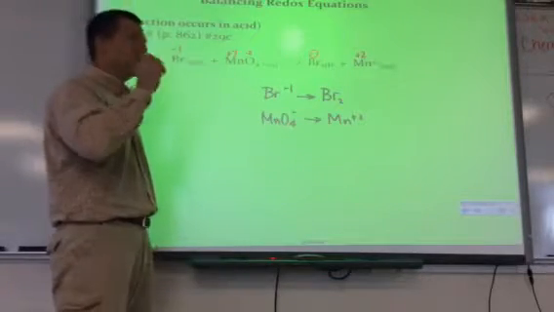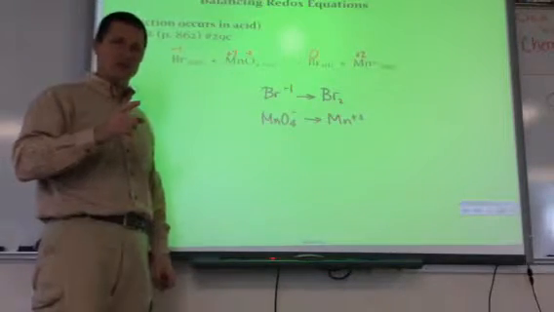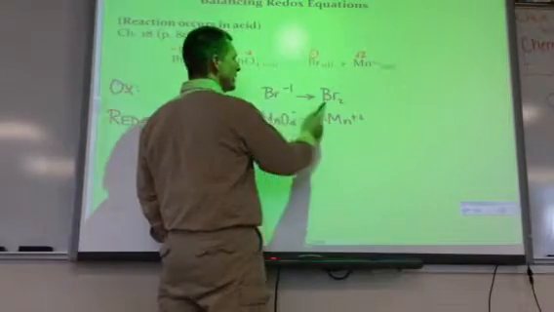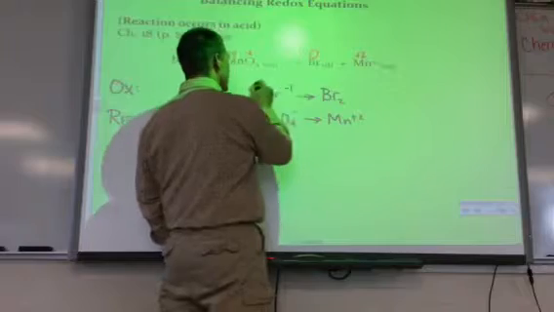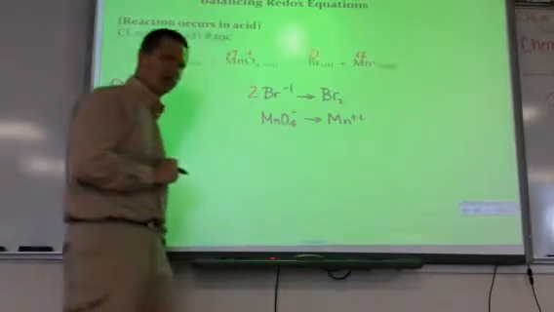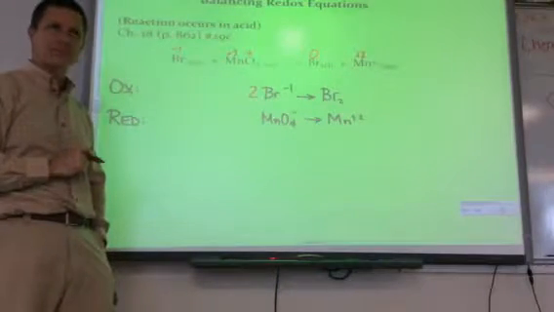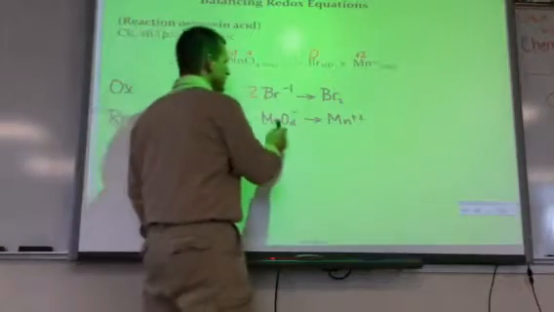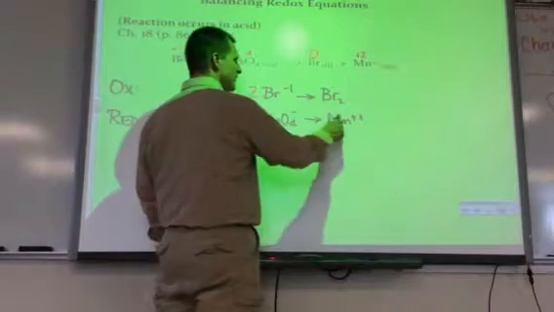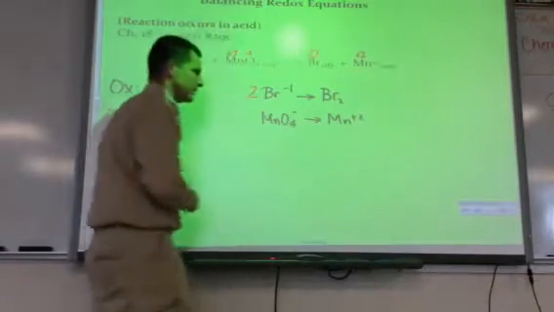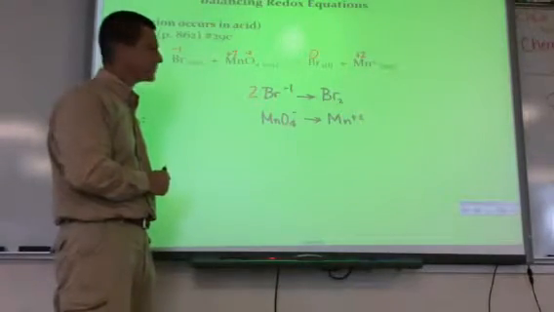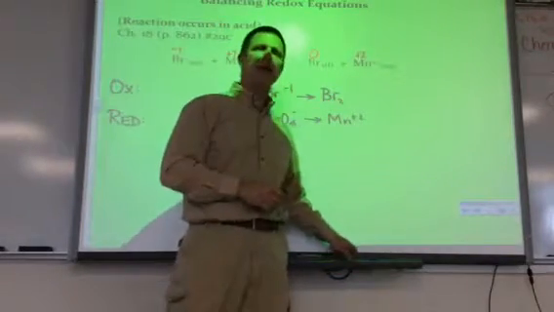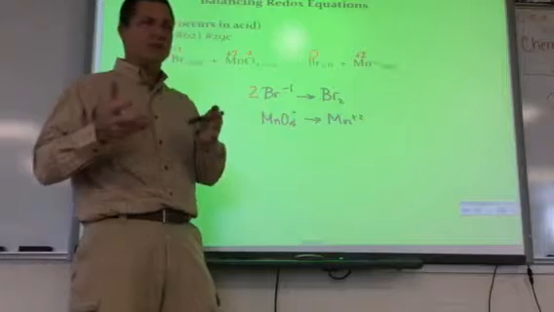Second step is balancing all the atoms other than H's and O's. Now in the oxidation half reaction, I got 1 bromine on the left and 2 bromines on the right. So I do have something that I have to balance there. Take care of the bromines, they're not H's or O's. In the reduction half reaction, I have 1 manganese on the left and 1 manganese on the right, so that's fine. I don't have to do anything with it. So I'll set that marker down. I got number 2 taken out. Go on to number 3, step 3.